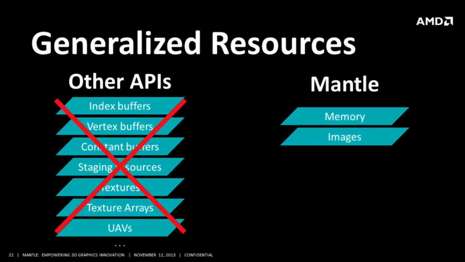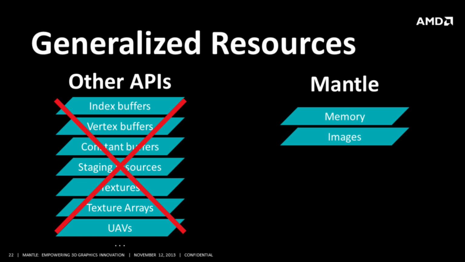So something about current APIs that is kind of frustrating is all the categories of resources. You have to know, is this an index buffer, context buffer, constant buffer, vertex buffer? Is this a staging resource or a default resource? Some of that's to give the driver a hint about what heaps memory belongs in, which we don't have that problem. And other of it, it just has to do with compatibility with legacy hardware. So in Mantle, we're just going to simplify that. And you have memory and you have images.